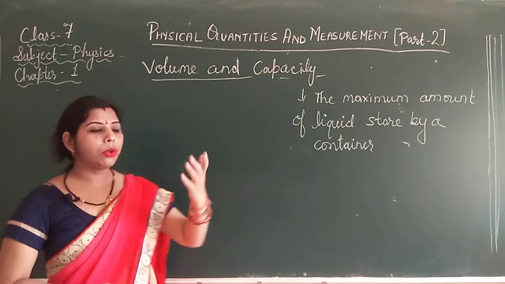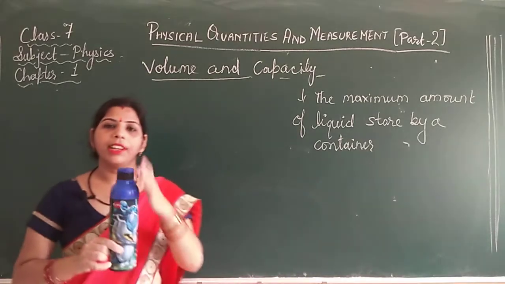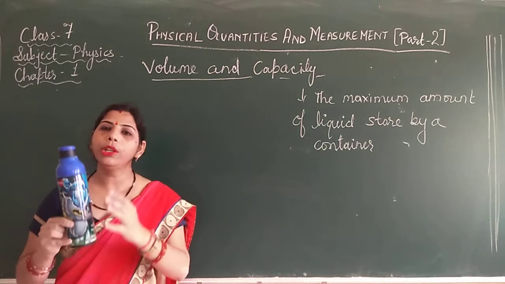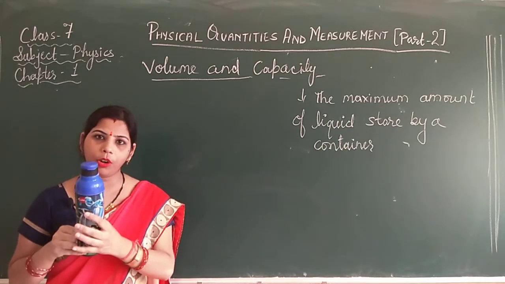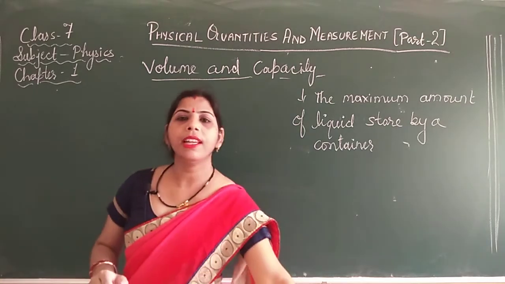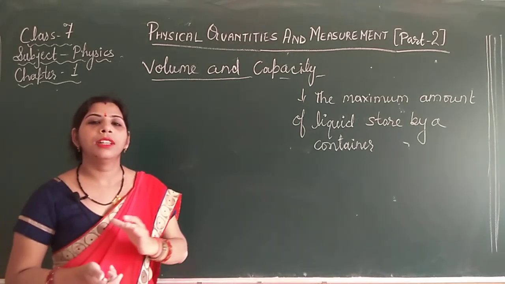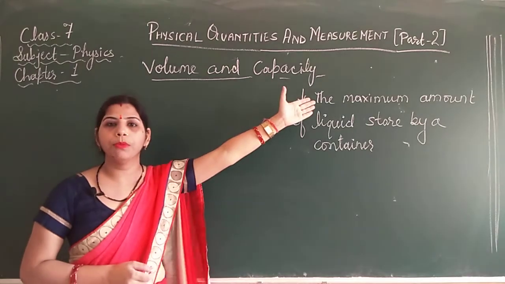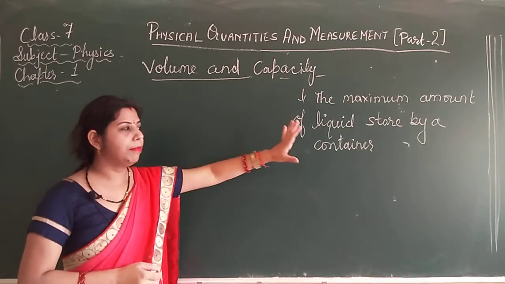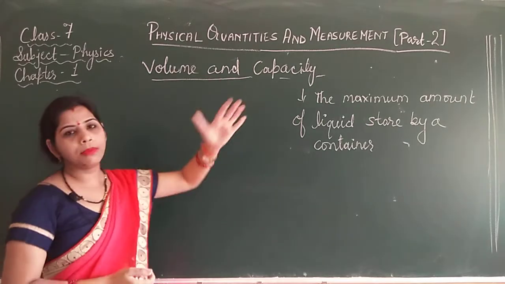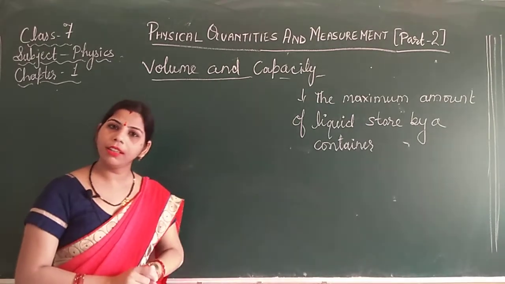Now I told you that the capacity of this water bottle is 500 ml, but if I put only 200 ml of water in this water bottle, that is its volume. That means we can increase or decrease the amount of matter to increase and decrease the volume. Capacity is the maximum holding capacity of a vessel, and volume is the amount which we are putting in that vessel.